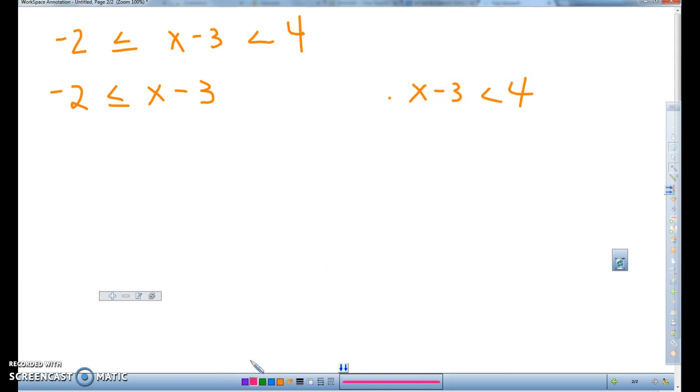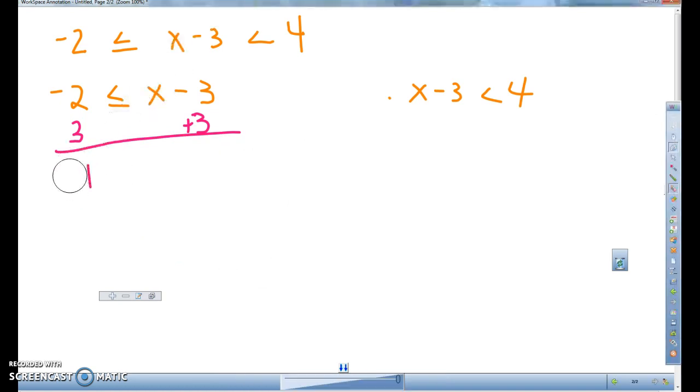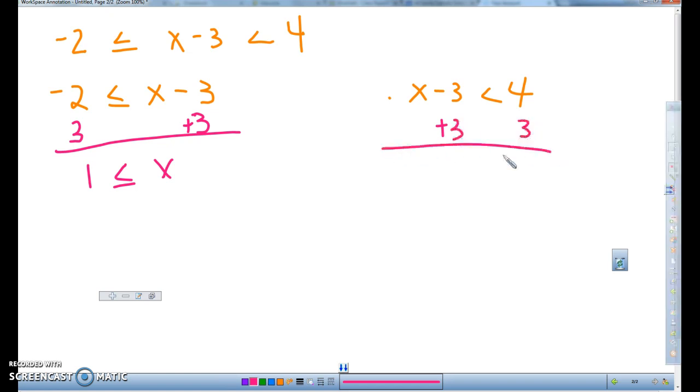Then I can manipulate it so I get x by itself. So I can add 3 to both sides. Here I get -1, I'm sorry, not -1, +1. Let me erase that. +1 is less than or equal to x. And over here, when I add 3 to both sides, I get x is less than 7. So again, I can put this back together: 1 is less than or equal to x less than 7.